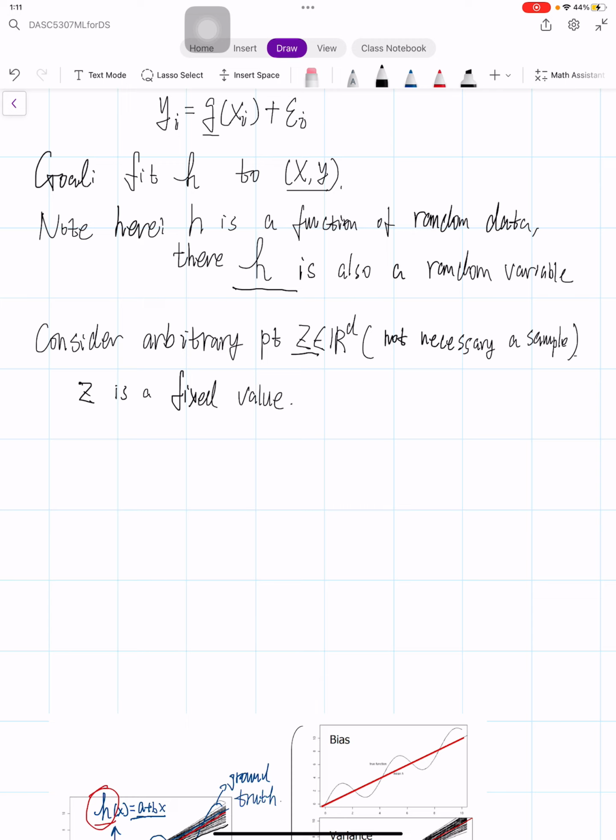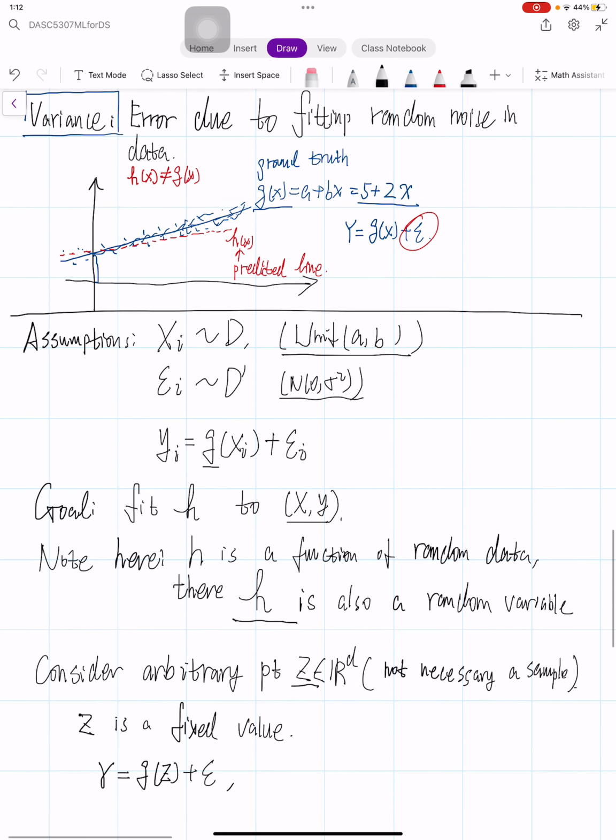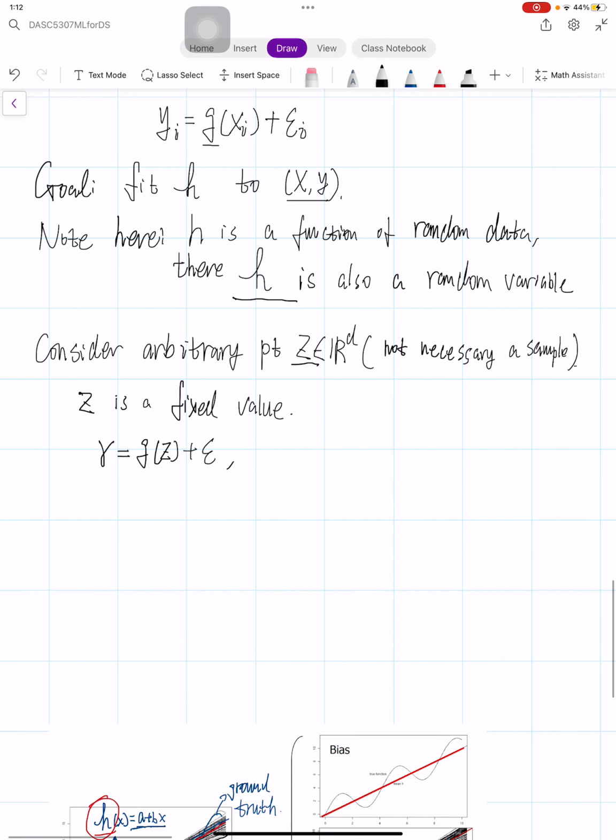Okay, and we have this gamma. Suppose this is the true value. This is g z plus epsilon, with this epsilon simulated from the same distribution as this one. So epsilon simulated from d prime.